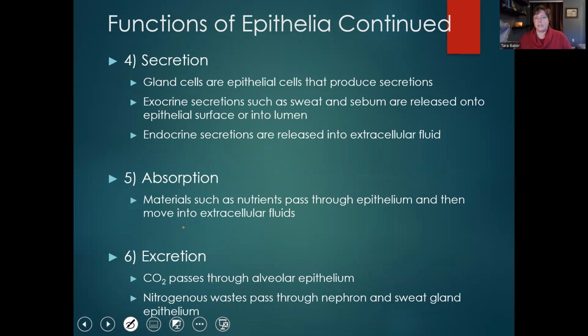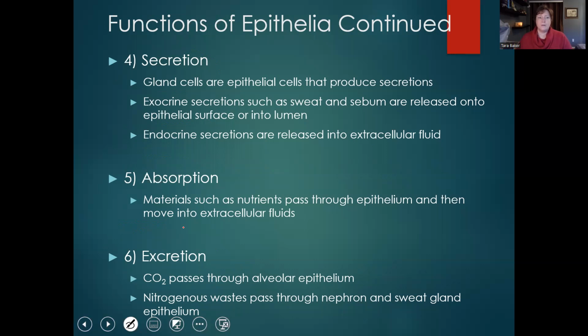The fourth function is secretion. Secretion is making ooey gooey stuff and then putting it out on the surface of the epithelial cells. So the gland cells that are part of your epithelia, those glandular epithelia, they're making fluids. So this is where we're going to find, I just mentioned stomach acid. The acid is going to be made in the epithelia and then put into your stomach. Your sweat glands are going to be found in your skin epithelia, and they're going to be making sweat and putting that out on the outside of your body. So secretion is a big deal with epithelia.